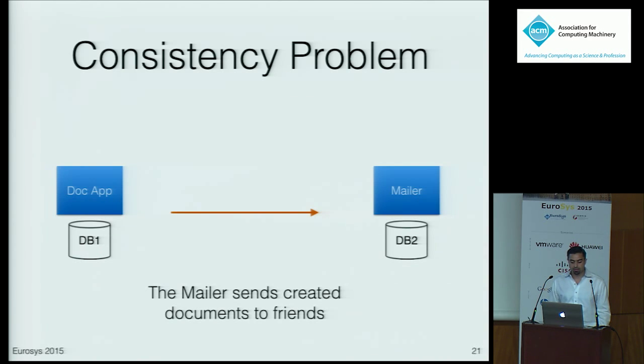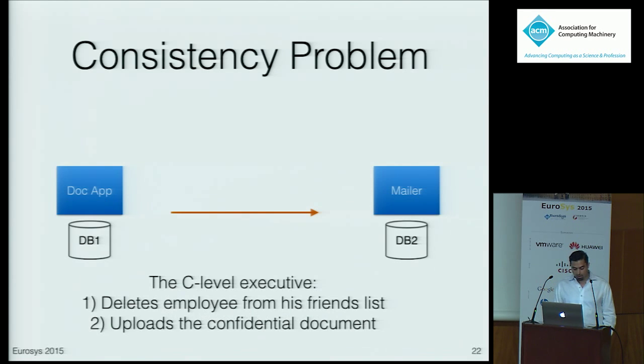Suppose you have two services, a publisher implementing a document sharing platform and a subscriber sending emails. When a user uploads a new document on the platform, we want to email that document to his friends. Consider the following scenario. A C-level executive comes back from his company's quarterly meetings and proceeds to make some radical changes. He's going to use the document sharing platform to share his new plan. But before doing so, he carefully removes an employee from his friends list and only then uploads a very confidential document. So what happens under the covers?